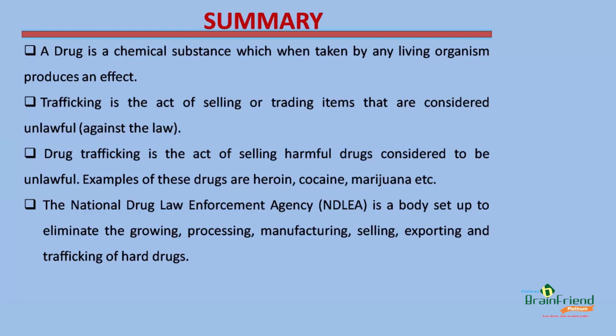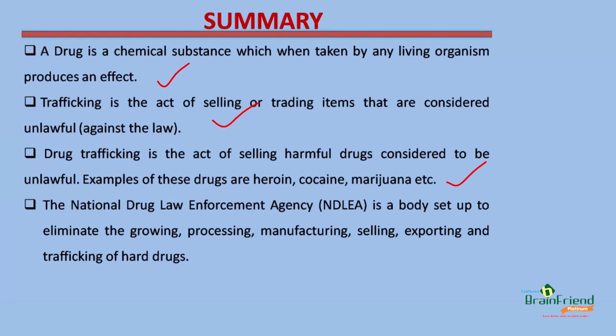We learned that a drug is a chemical substance which, when taken by any living organism, produces an effect. We also learned that trafficking is the act of selling or trading items that are considered unlawful or against the law. Furthermore, we learned that drug trafficking is the act of selling harmful drugs considered to be unlawful. Examples of these drugs are heroin, cocaine, marijuana, etc.